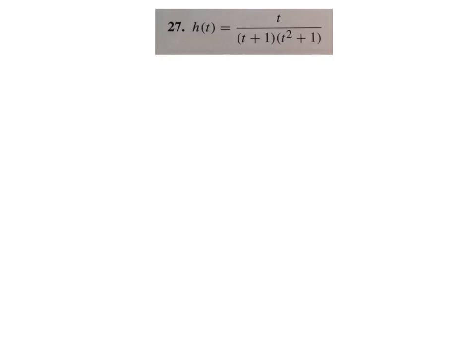Okay, so I got a random problem from section 3.3, which was the section on the product rule and the quotient rule, and I'm about to do it for you. So this is problem 27. It gives us a function h, which is t over (t plus 1)(t squared plus 1), and the instructions say just calculate the derivative.